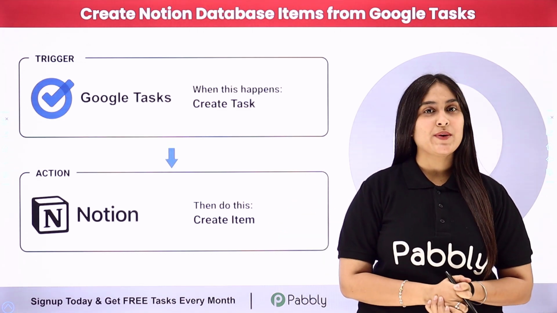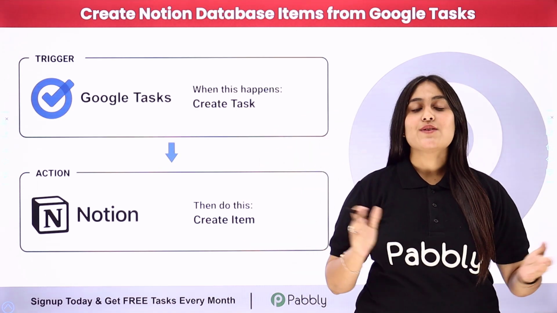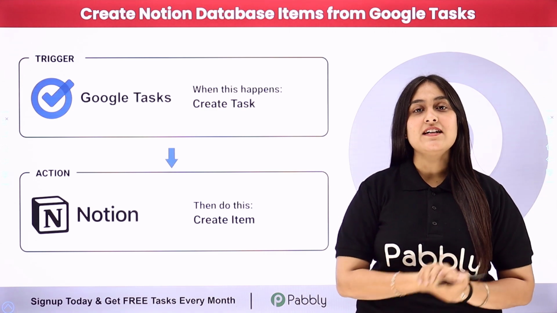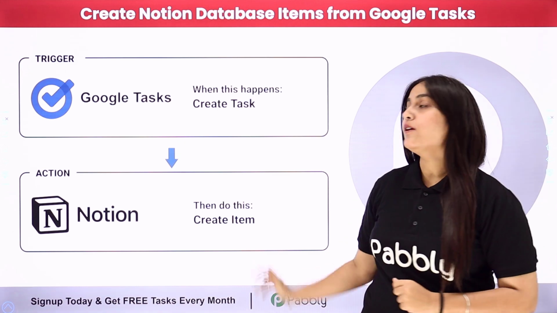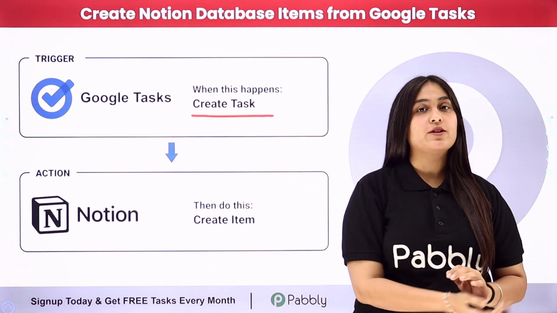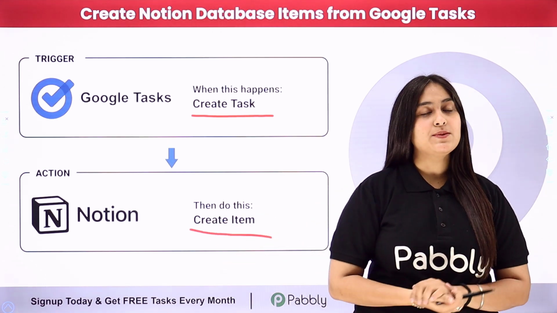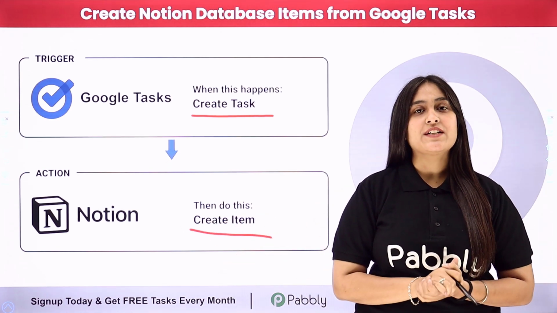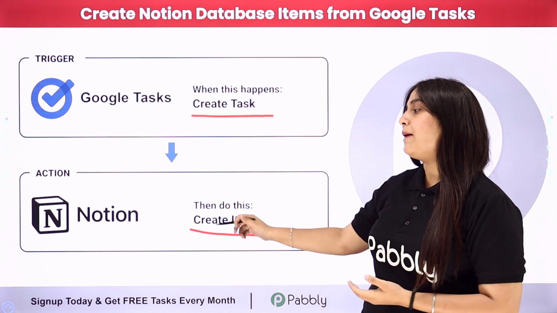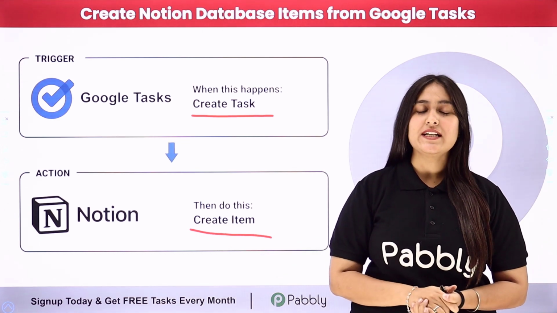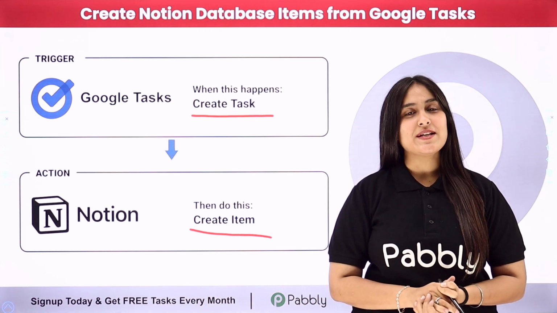So in this video we are going to learn how to create Notion database items from Google Tasks. I'm working as a freelance graphic designer and I'm using Google Tasks to manage all my projects. In this case, I want whenever I create a new task for my project, automatically a new item should be created in my Notion database as well, so that I can receive all the project file details at one place. To build this connection, I need to connect these applications using an automation software named Pabbly Connect. To learn this process step by step, let me take you to my screen.